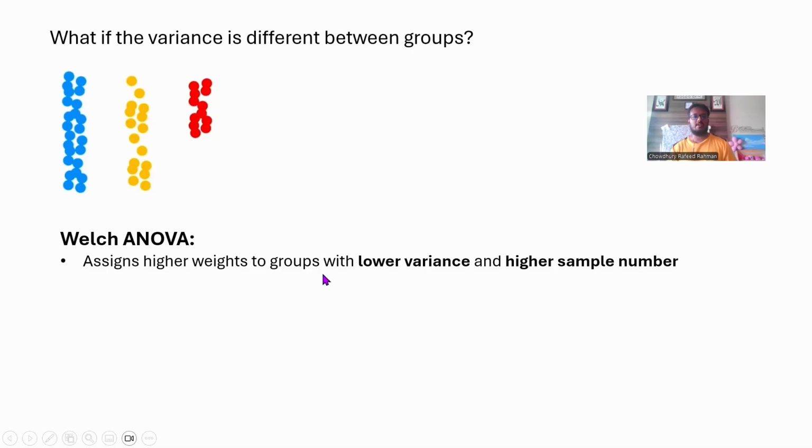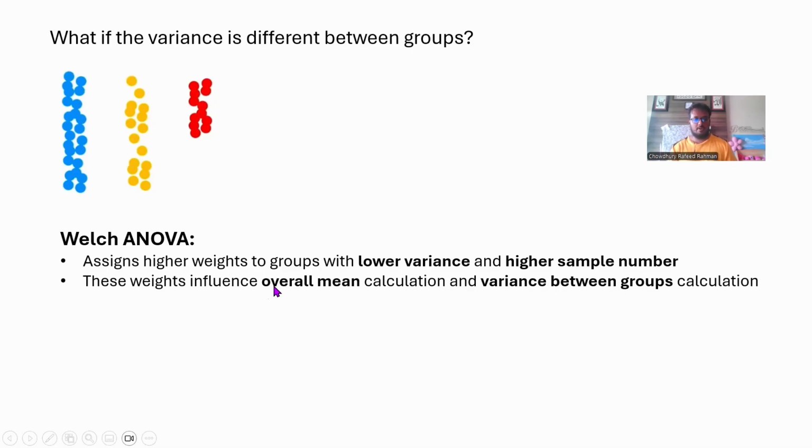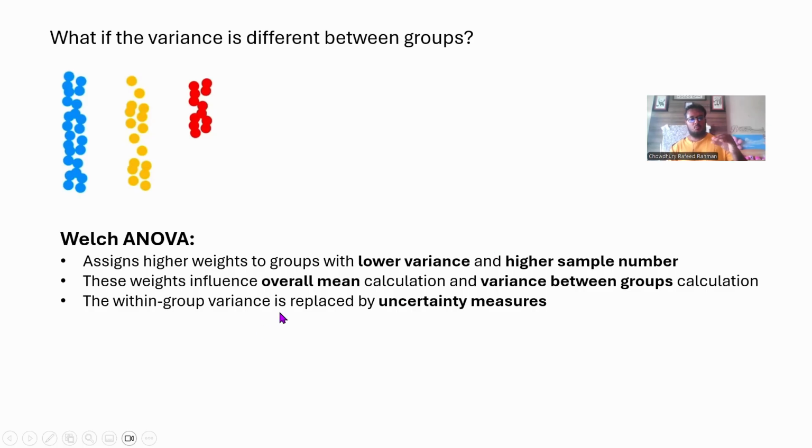How will those weights affect the analysis? The weights will influence the overall mean calculation and the variance between groups calculation, that means the numerator of the F statistic. And finally, the within group variance, which is basically the denominator of the F statistic formula, will be replaced by some uncertainty measure of these different groups. I am not going to talk about the details of Welch ANOVA in this video, but I just wanted to give you an idea that there is such a test, which you can use when you have different variances in the different groups.